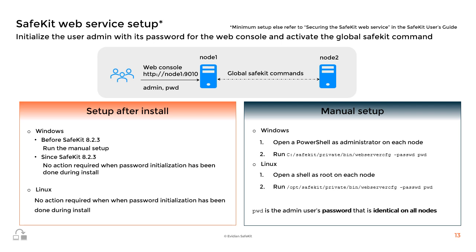For Windows, open a PowerShell as an administrator on each node and run the web server cfg command to set the password. For Linux, open a shell as root on each node and run the same web server cfg command to set the password. You can reapply this command to reset the admin password. Please note that the admin user's password should be identical on all nodes. Otherwise, the web console and the global command will not work. This is the minimum setup required. For advanced authentication on HTTPS, please refer to Securing the SafeKit web service in the user's guide.